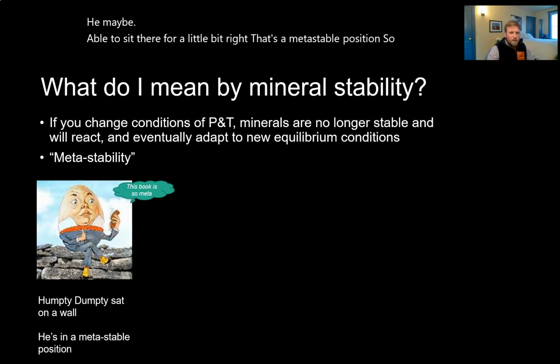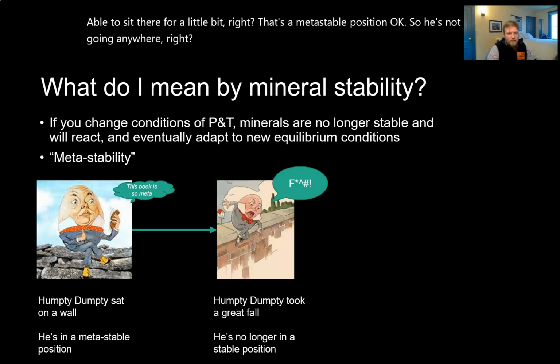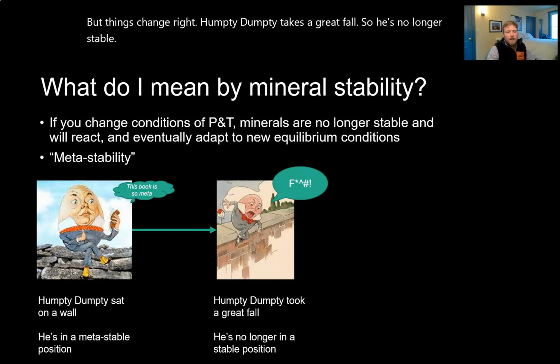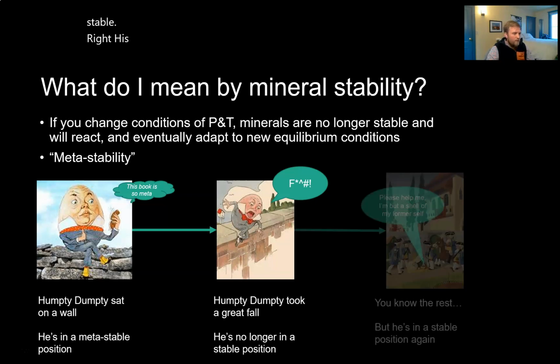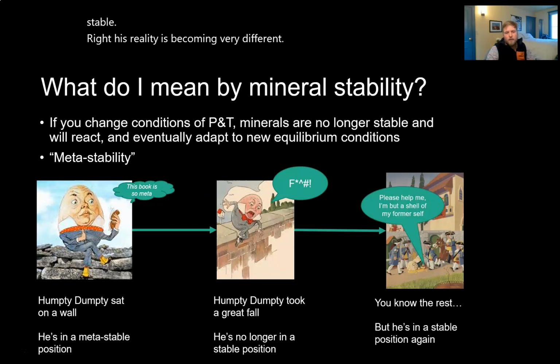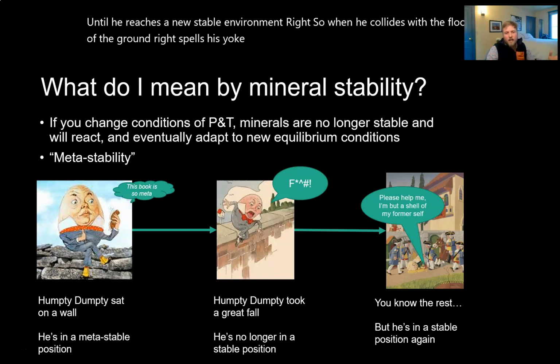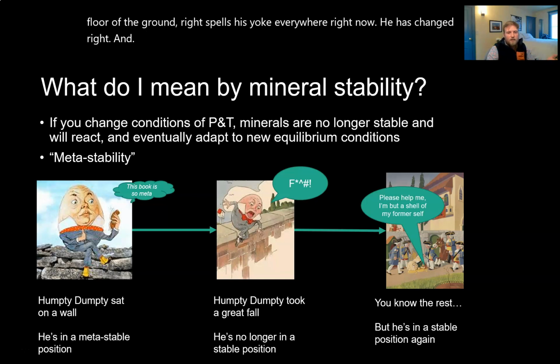All right, but things change. Humpty Dumpty takes a great fall, so he's no longer stable. Right, his reality is becoming very different until he reaches a new stable environment, right? So when he collides with the floor of the ground and spills his yolk everywhere, right? Now he has changed, right? And he is now stable in his new environment.